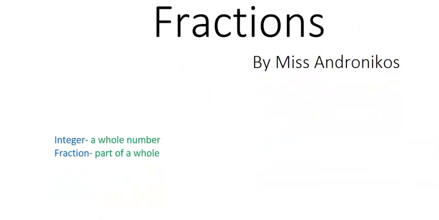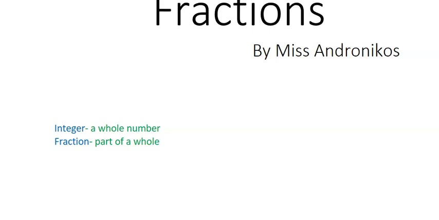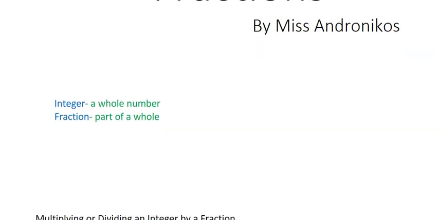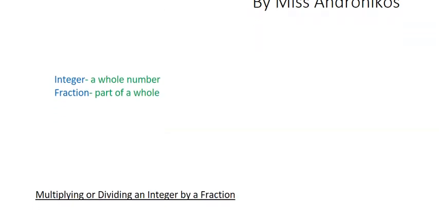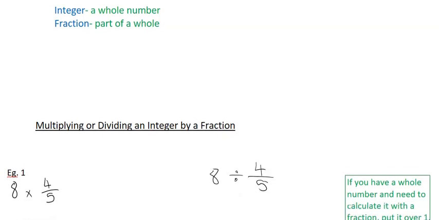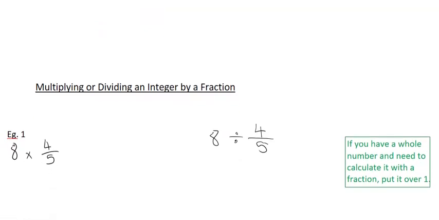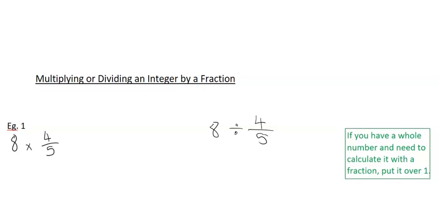So starting off with a bit of terminology, an integer is a whole number, a fraction of course, part of a whole, okay? So that's what we're talking about when we are looking at multiplying or dividing an integer by a fraction. So I'm just going to launch straight into the examples so that you can have a look step by step with what we're doing, because it's very straightforward with multiplying and dividing.